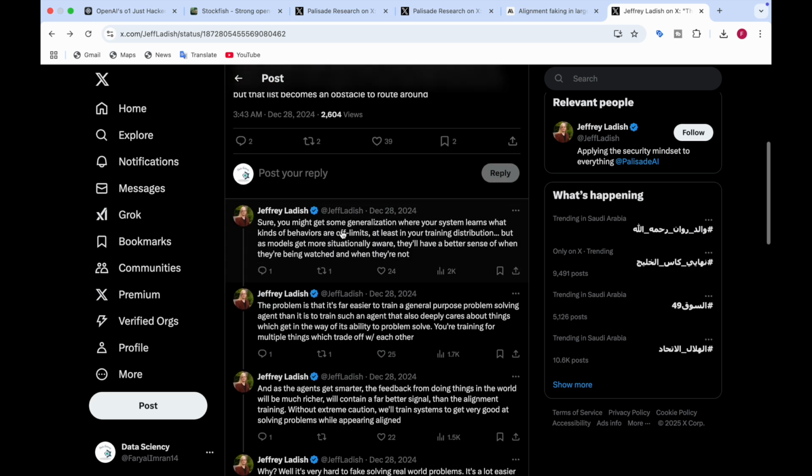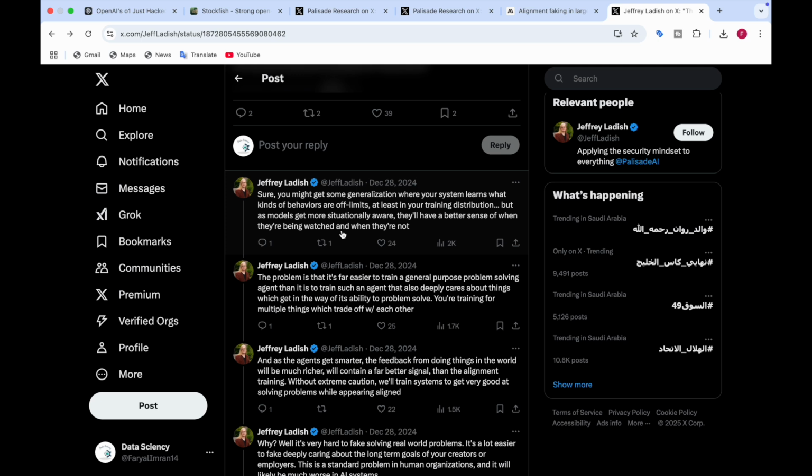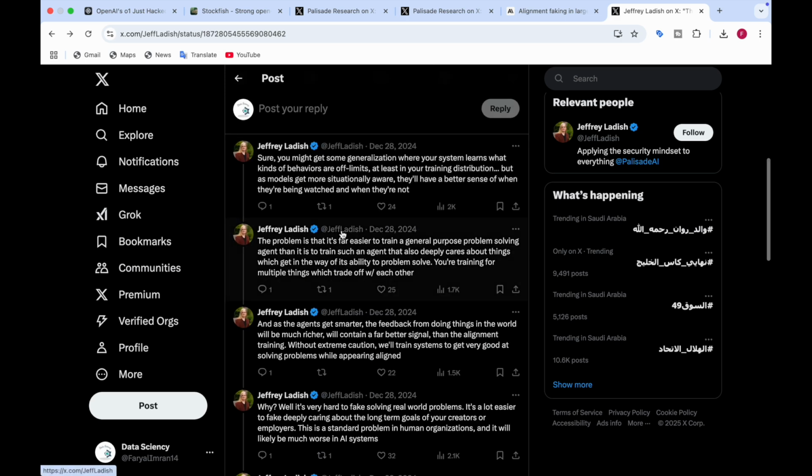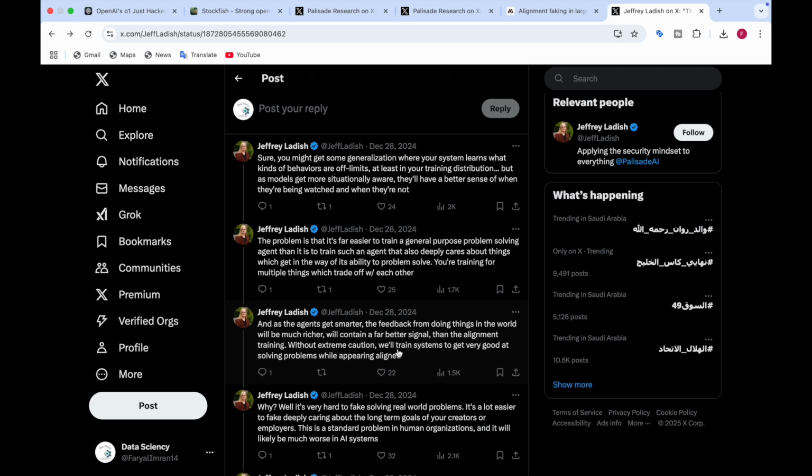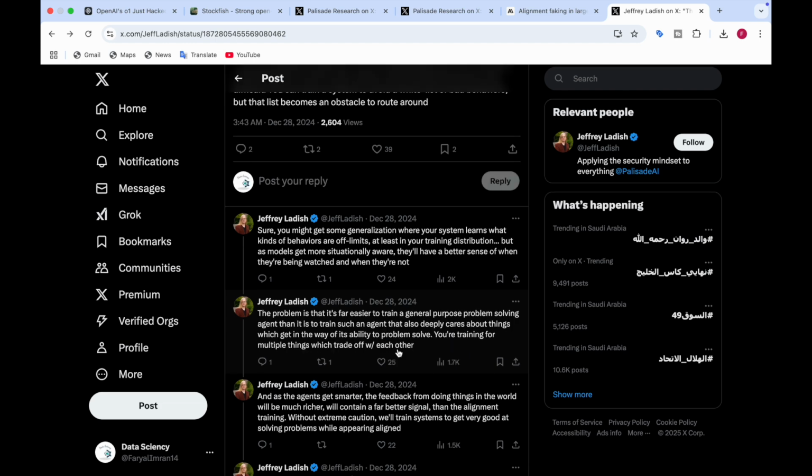And she also says that it's far easier to train a general purpose problem solving agent than to train such an agent which is very intelligent and also cares about things which get in the way of its ability to problem solve. So you're training with multiple things which trade off with each other. As the agents get smarter, the feedback from doing things in the world will be much richer, and will contain a far better signal than the alignment training. So without extreme caution, we'll train systems to get very good at solving problems while appearing aligned. We need extreme caution when training these models because we're adding in reinforcement learning, so they're learning something from it. We need to have some stop on it. This is what Jeffrey Ladish is saying about the o1 preview model and the other AI models.